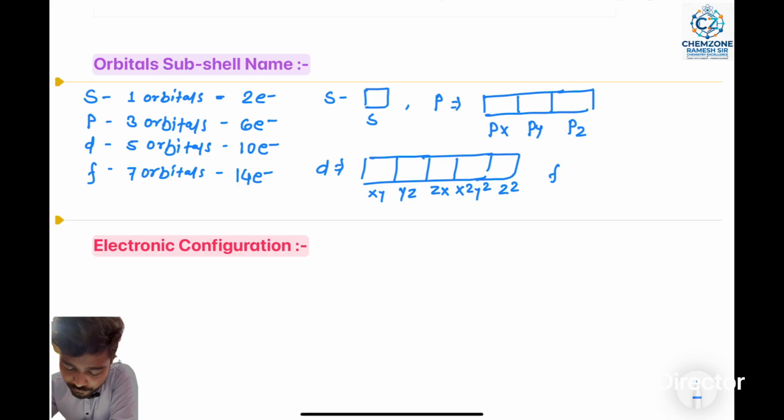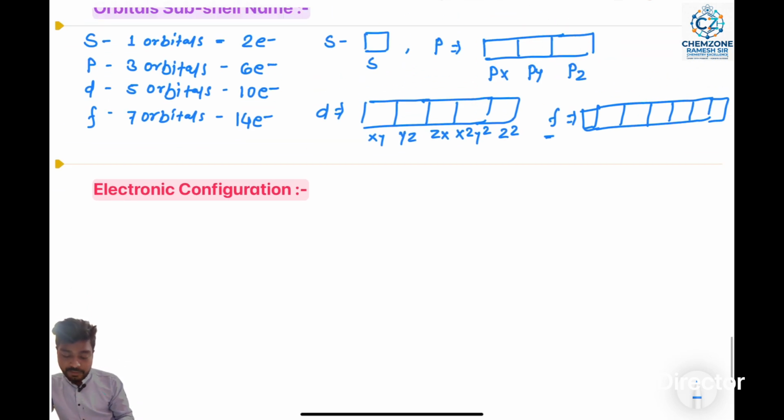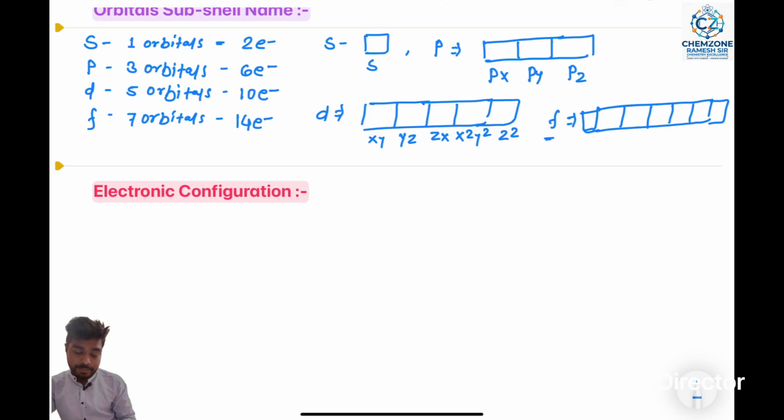Then f orbitals: 7 orbitals are present, 1, 2, 3, 4, 5, 6 and 7. I am discussing the electronic configuration for 1 to 30, so you are not using the f orbitals. You are generally using the s, p and d orbitals. So that is the name of the orbitals, and their shape, structures and the nomenclature of the subshells.